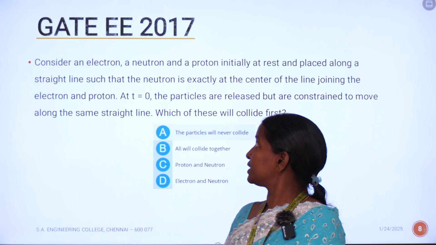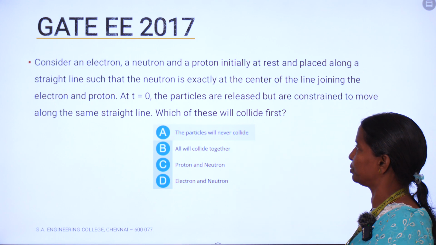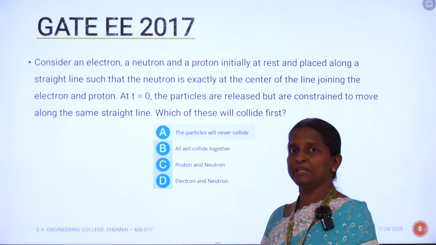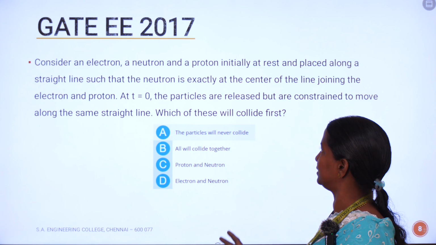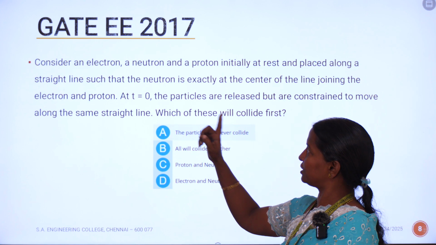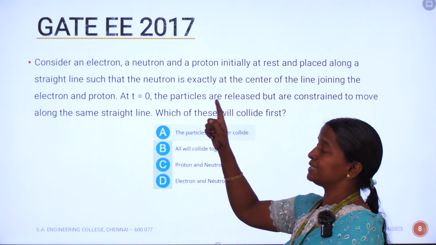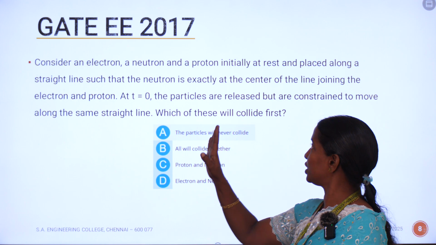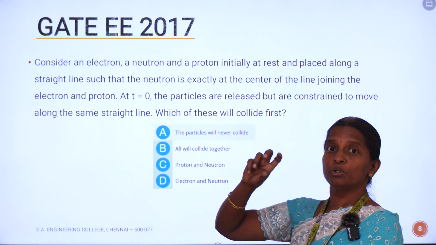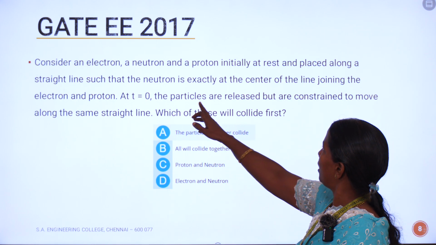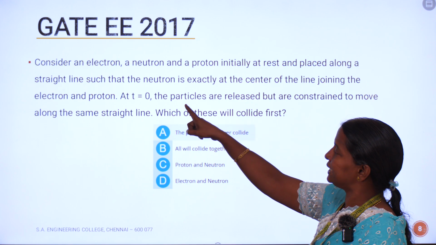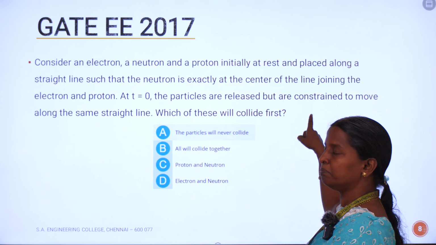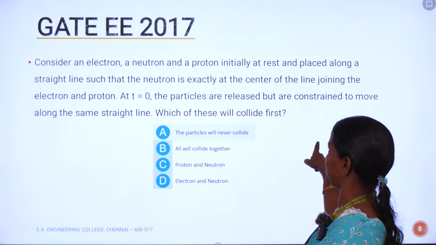In GATE 2017, there is one question. It is not related to the direct Coulomb's law application, but relevant to it. Consider an electron, a negatively charged particle, and a neutron. Neutrons have no charge. And there is a proton. Protons are positively charged particles. See the order: electron, then neutron, then proton. This is the order of the charges.